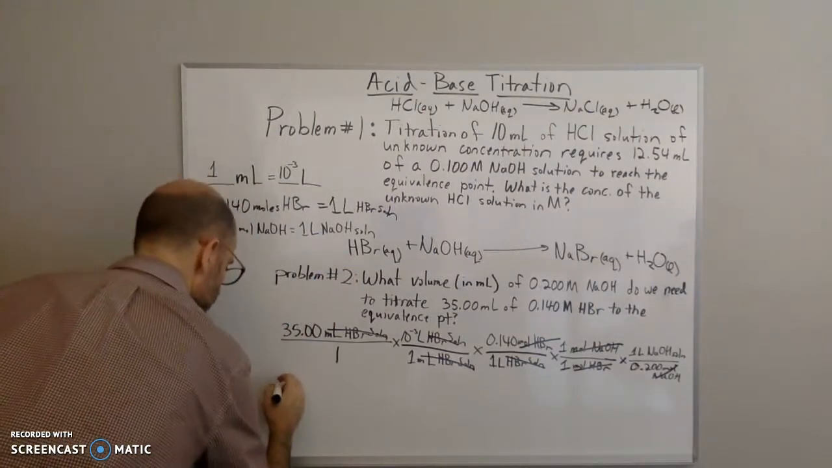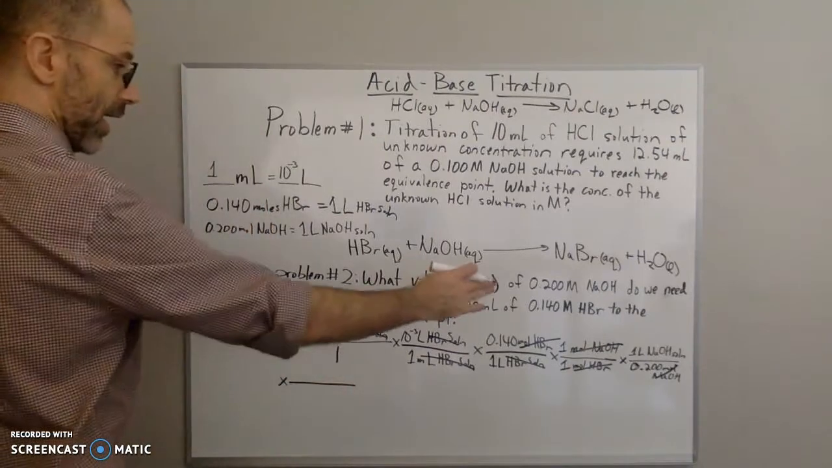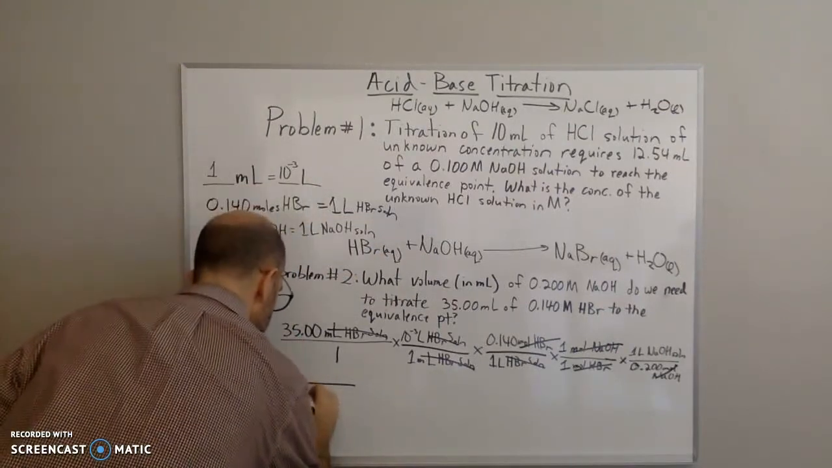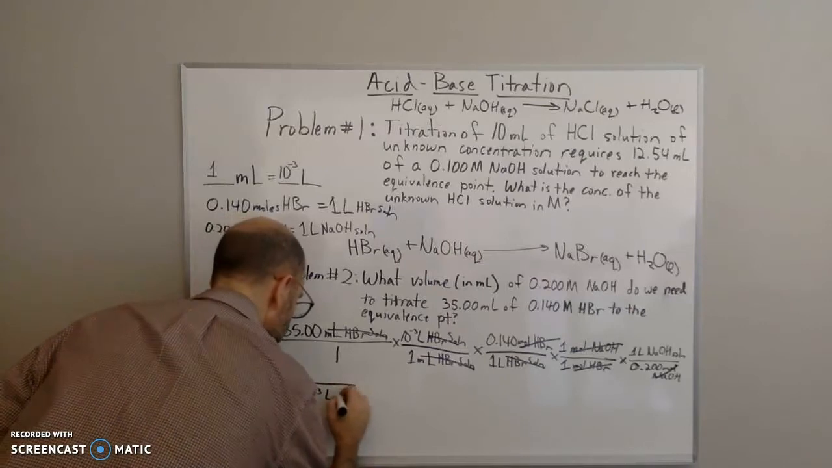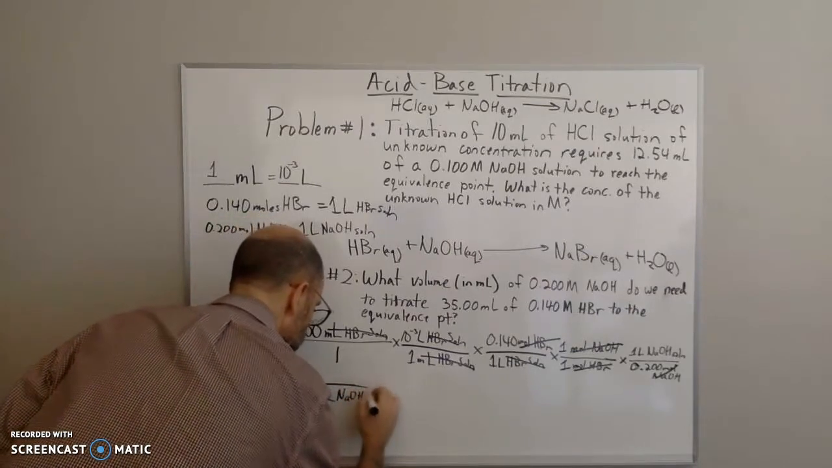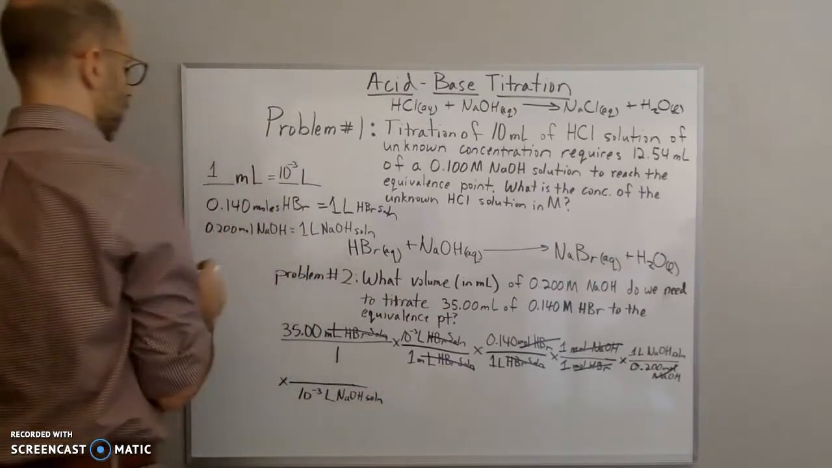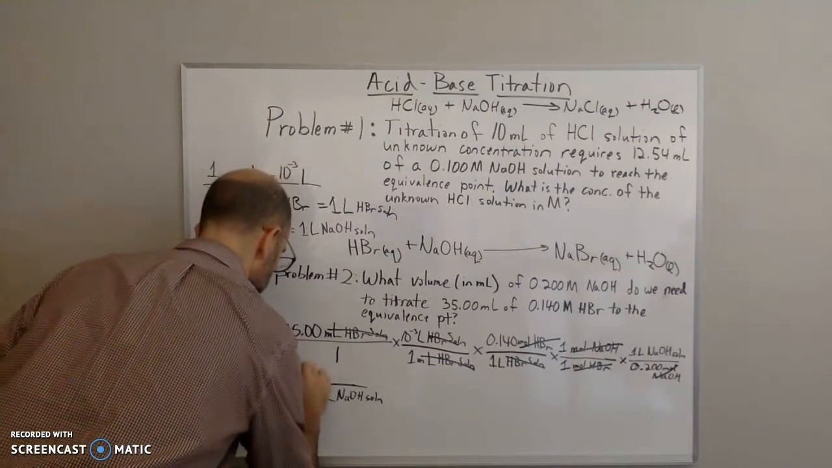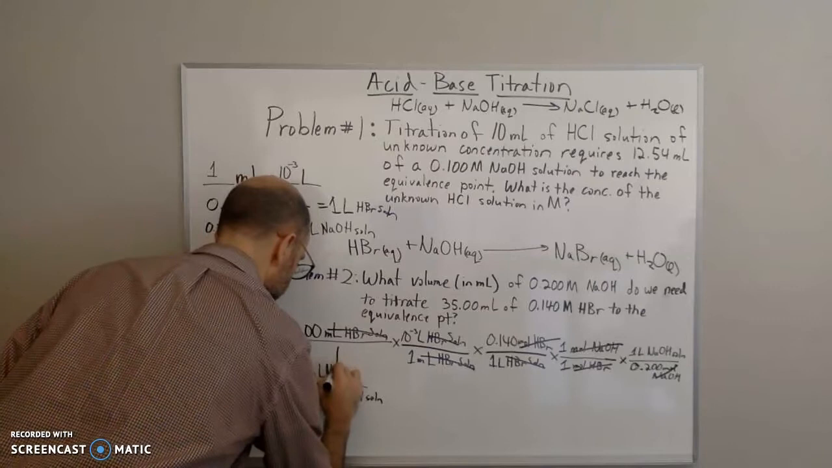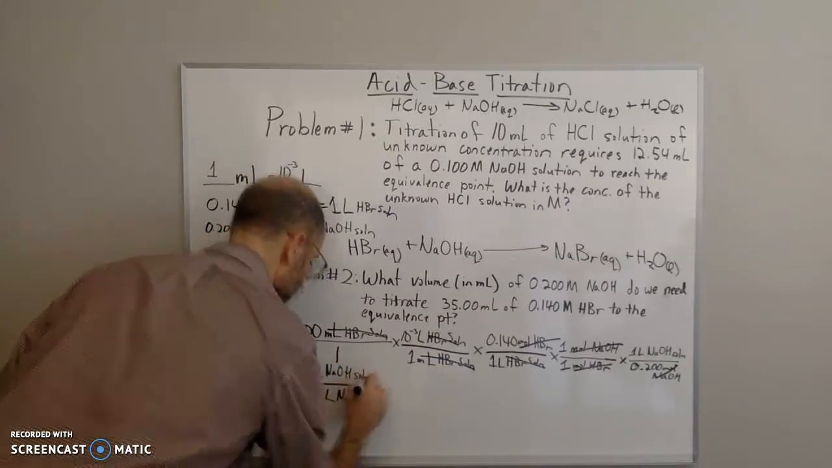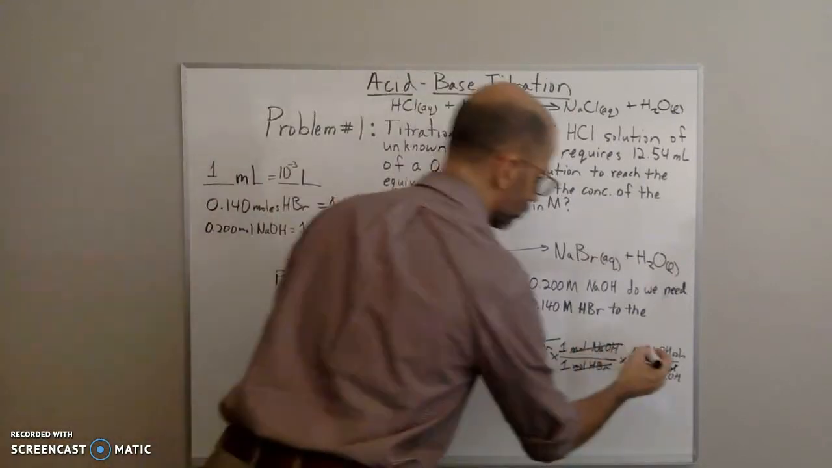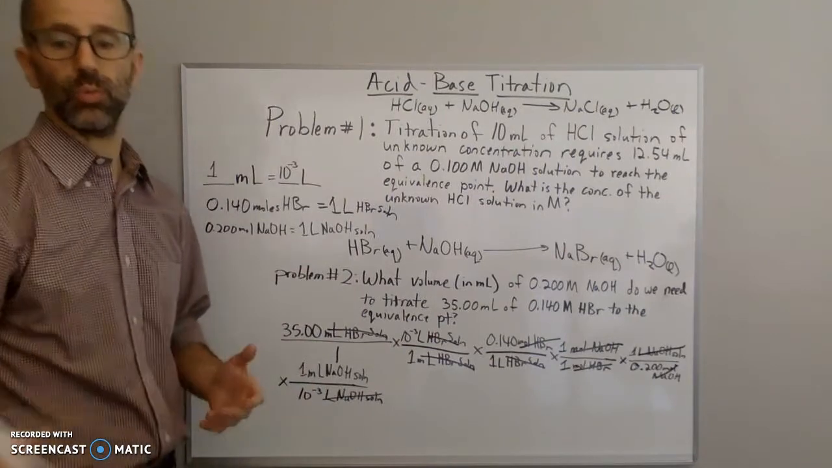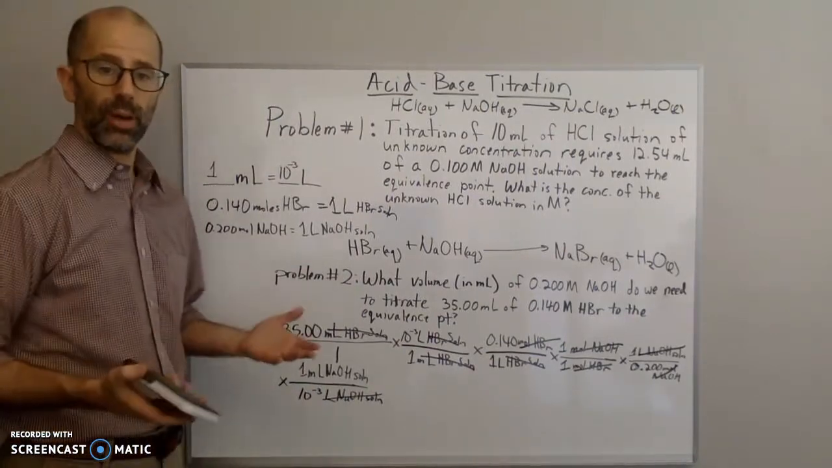So now I have to use my equality again to convert from liters to milliliters. I'm going to continue here. I have liters on the top, so I want liters on the bottom. So 10 to the negative 3 liters of my NaOH solution, and then I'm going to have 1 milliliter of my NaOH solution on top. So liters of my NaOH solution cancel out. And now I have milliliters of NaOH solution, which is what they're asking for. So I'm done with my conversions.